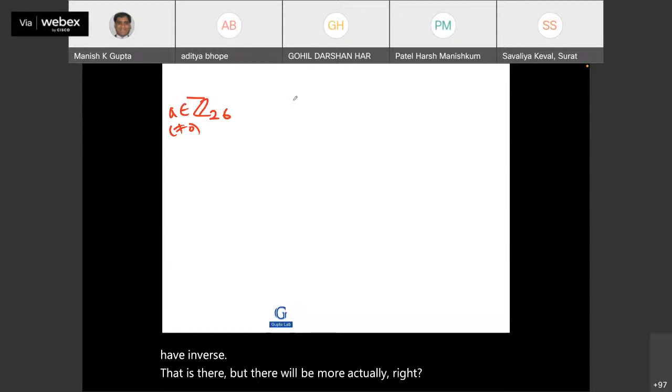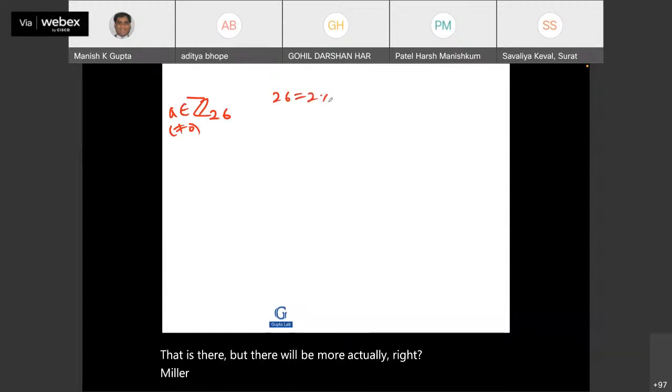Because if I factor 26, 2 and 13 are the prime numbers, and there are no other prime factors other than 2 and 13. So these will not have a multiplicative inverse. Certainly, these will not have. Are there more?